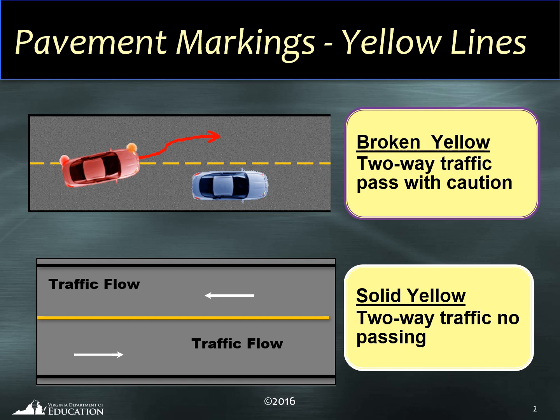Now again, even though in the top picture it is a yellow line, it's still broken, so you can pass as long as the way is clear. Now down below, again, it separates traffic going in opposite directions, but it's solid, so you cannot pass. Okay, so again, yellow lines, whether they're broken or not, they separate traffic going in opposite directions.